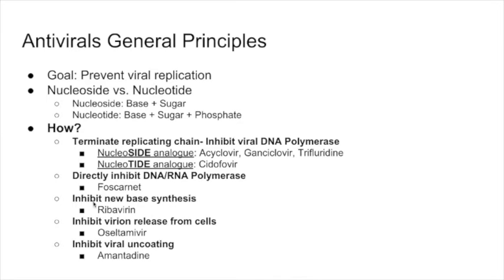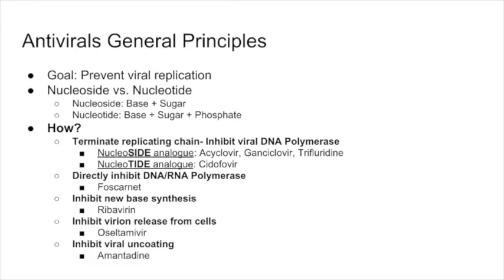Another way of inhibiting viral replication is to go from the beginning and inhibit new base synthesis, and ribavirin does that exact thing. The fourth way of inhibiting viral replication is inhibiting the virion release from the cells. Oseltamivir, which is Tamiflu, used for influenza, does that. The viruses are already made, but they can't get out of the cells.